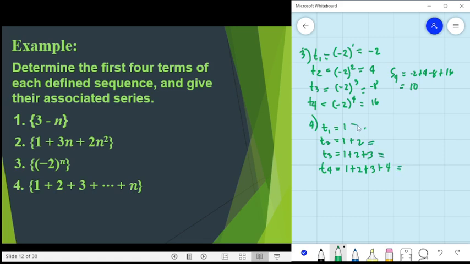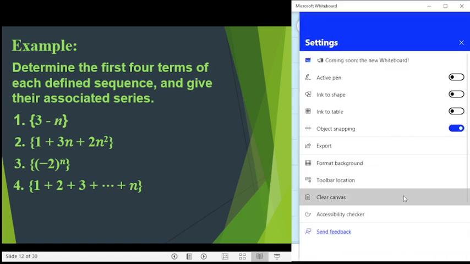So t sub 1 is 1. And t sub 2 is 3. And t sub 3 is 6. And t sub 4 is 10. So getting the sum of the 4 terms, we have 10 plus 6 is 16, plus 3 is 19, plus 1. So therefore, we've got 20 for the sum of all terms.